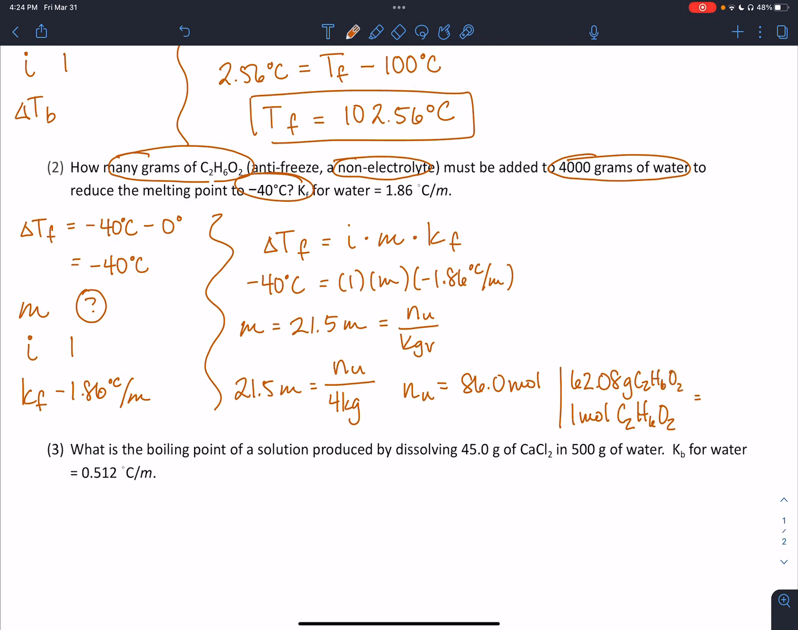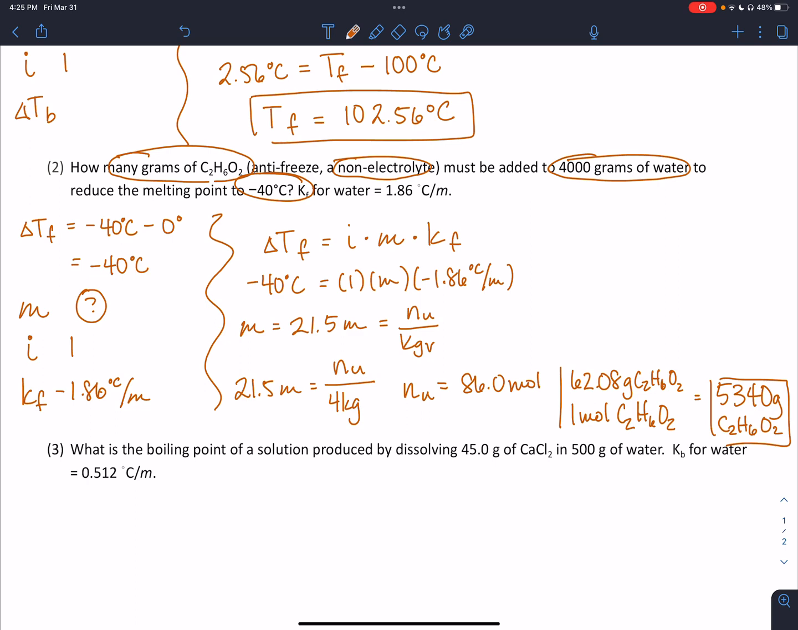All right, so I'm going to multiply 86 times 62. Wow, 5,340 grams of C2H6O2 will be needed to add to my water if I want to get water's freezing point to drop from 0 degrees to negative 40.